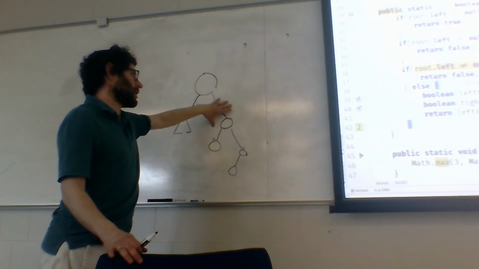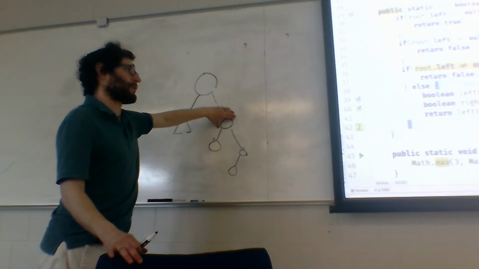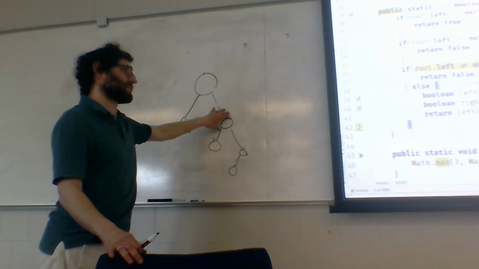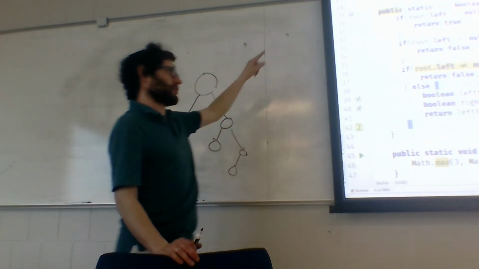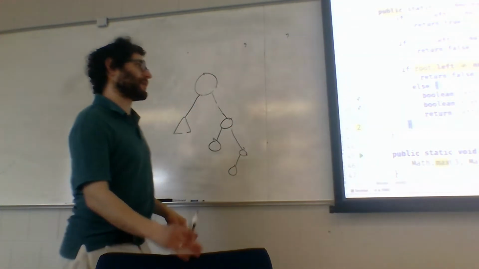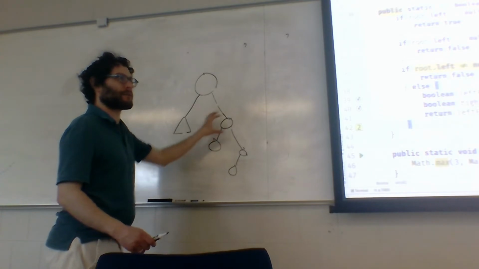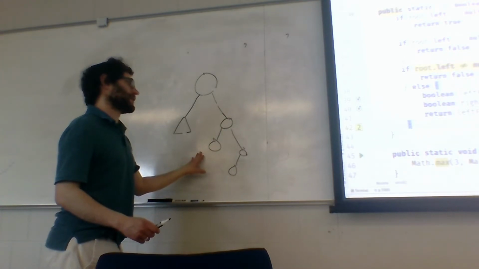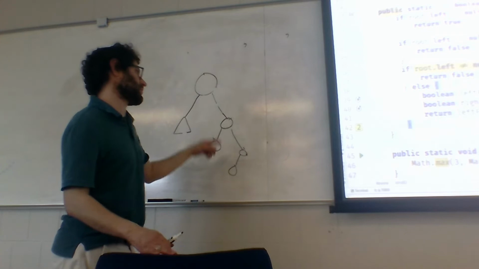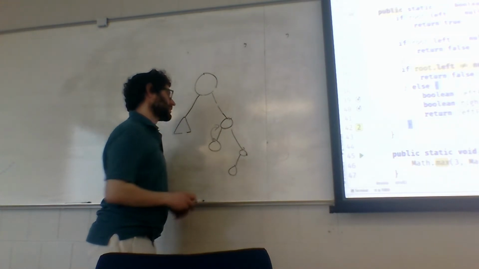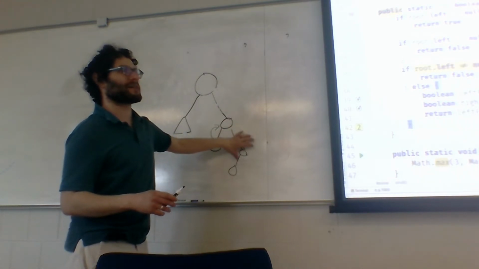Okay, so now we're at this node. We're looking at this subtree. Do I have no children? No. Do I have 1 child? No. Okay, so I'm in the else statement. So I first need to ask if my left subtree violates the property and my right subtree. Let's ask my left. My left says I have no children, so I'm going to return true. Okay? So now I'm going to ask my right subtree.